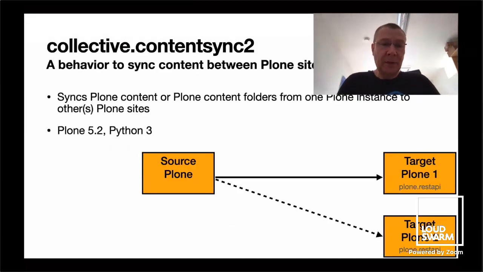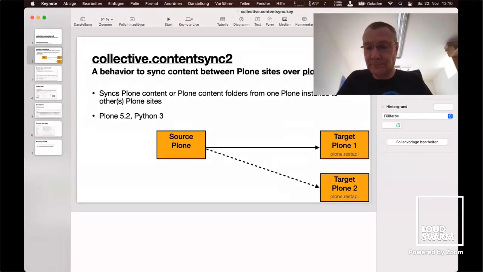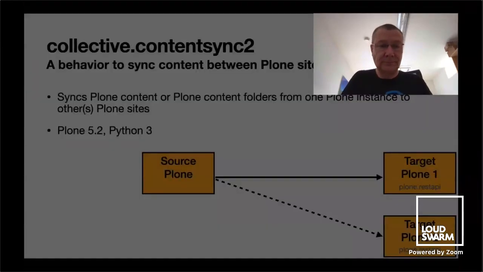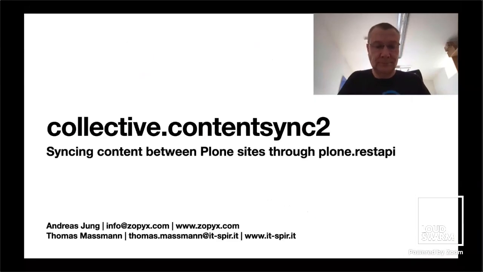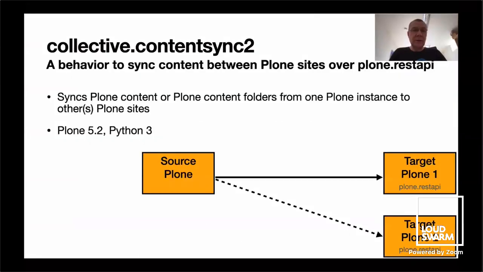So what is it exactly? It allows you to sync Plone content or folder content from one Plone site to one or multiple others. Collective Content Sync 2 is a Plone behavior that allows you to sync content between Plone sites. As you see in our picture, you have one Plone source site and you can have one or multiple Plone target sites. All communication is done through HTTP or HTTPS of the Plone REST API. Requirements at the moment are that you need Plone 5.2 under Python 3.